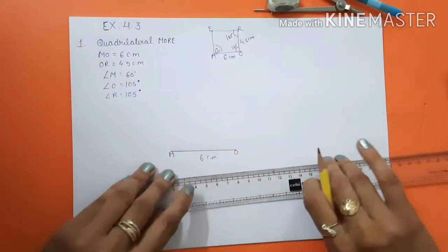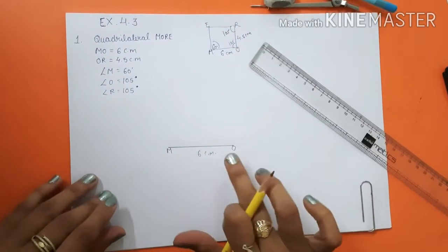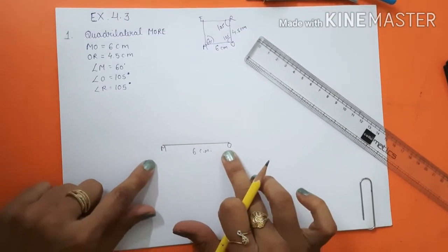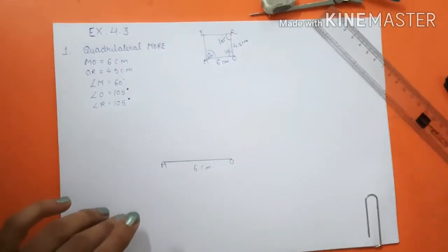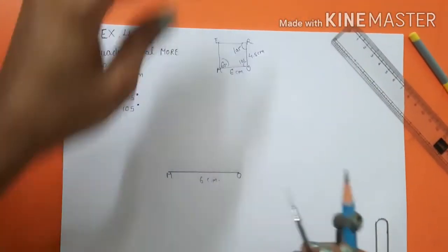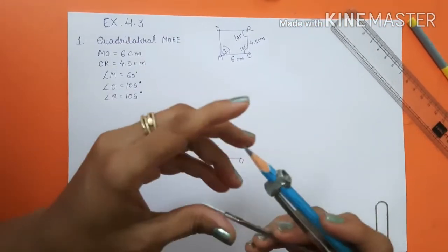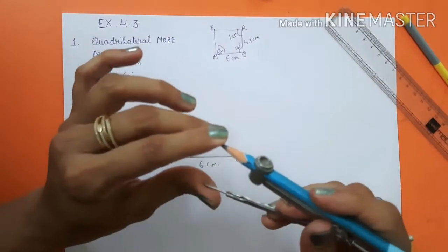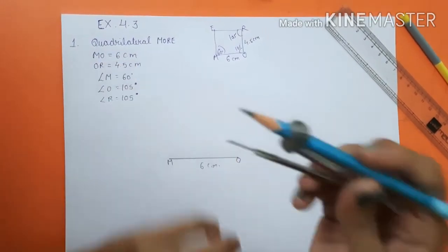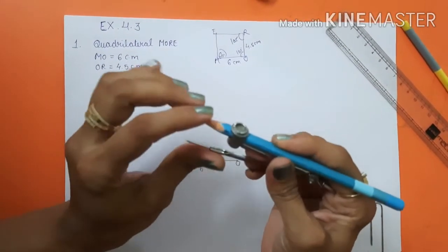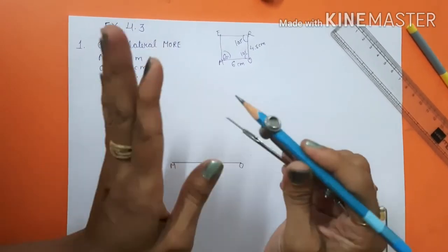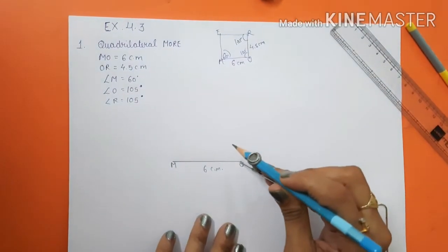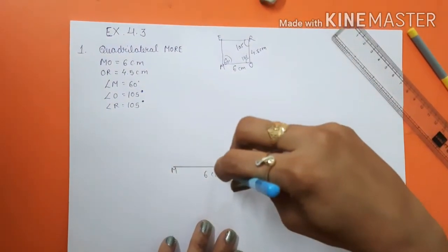Now we'll draw the angle, because angle O is given 105, M is given 60. We'll start from 105. We will not use the protractor. Only with the help of compass, we'll draw the angle. So what we'll do? First, we'll take any radius. We'll not measure any radius. From our side, we can take any radius. And we'll draw a semicircle.